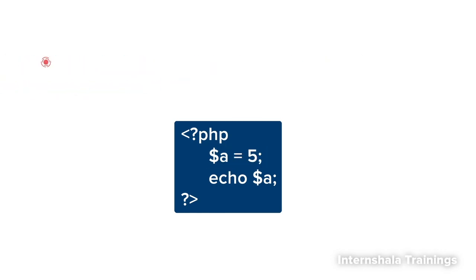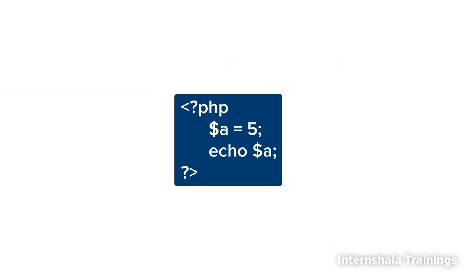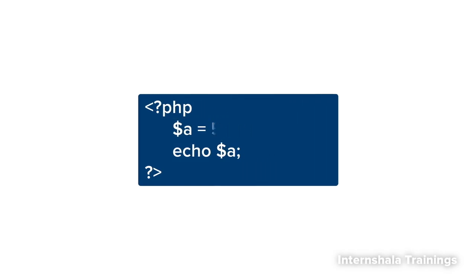PHP is a loosely typed language, which means we do not need to specify the data type of variables, unlike other languages such as C and C++. Let us understand why. Here, we have defined the value of the variable as 5, which is an integer, but in code, we have not specified the data type of a. If we replace the integer with a string value like hello world, PHP will recognize it as a valid value where we have not specified any data type. In case you are wondering what a string is, it is simply a sequence of characters.